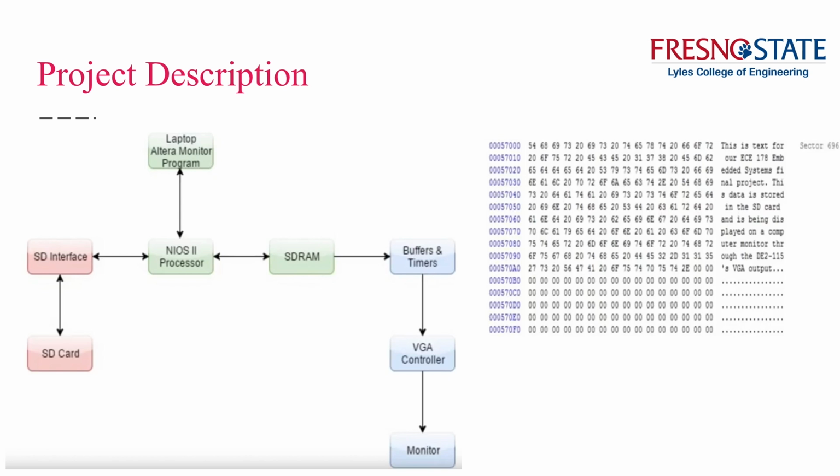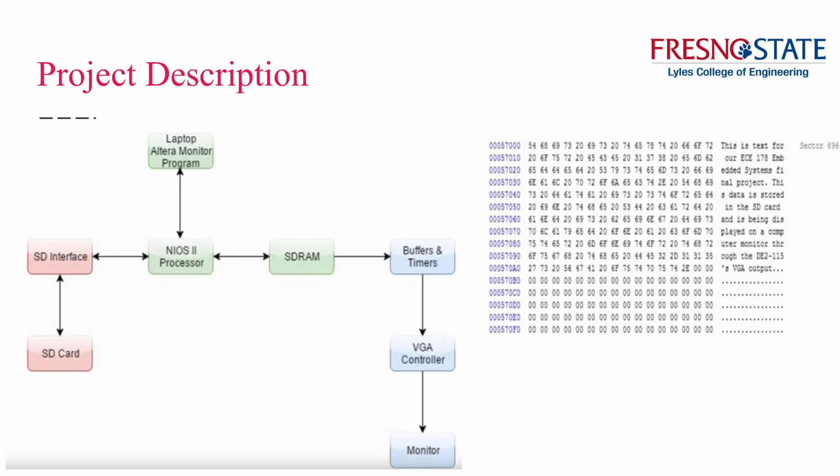So here I have a block diagram of the project, and on the right there is an output from the HXD program which shows exactly what sector of the SD card the text file is going to be located at. You can also see the actual format of the text file, which has a bunch of hex values that represent the ASCII characters that will be displayed on the monitor. It's very easy to implement the information on the SD card using this information.